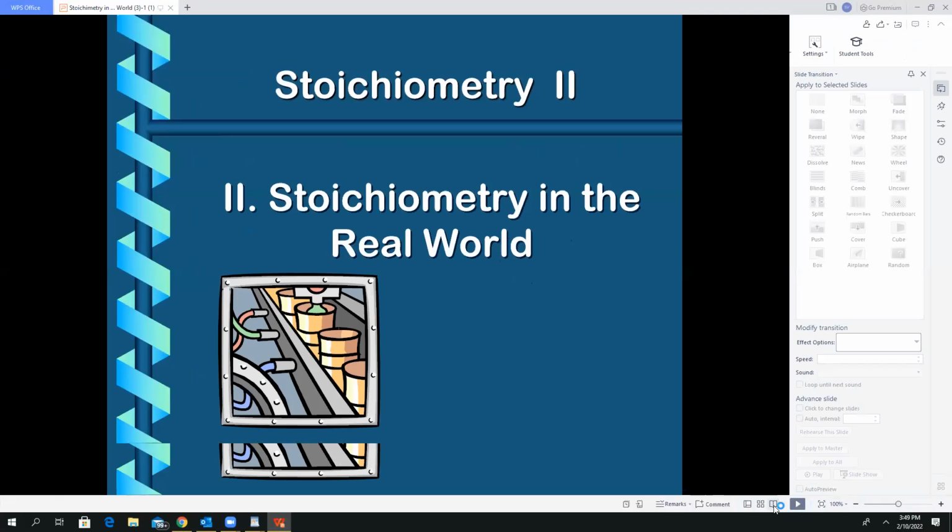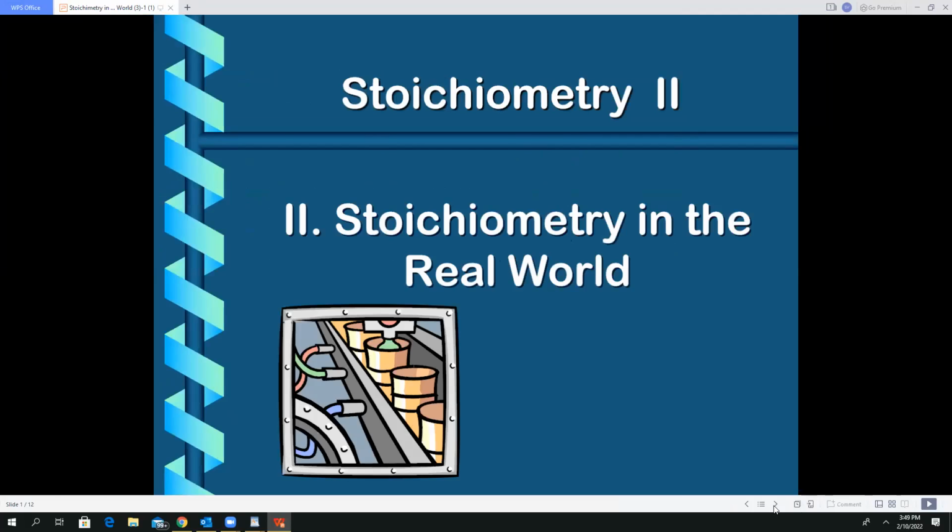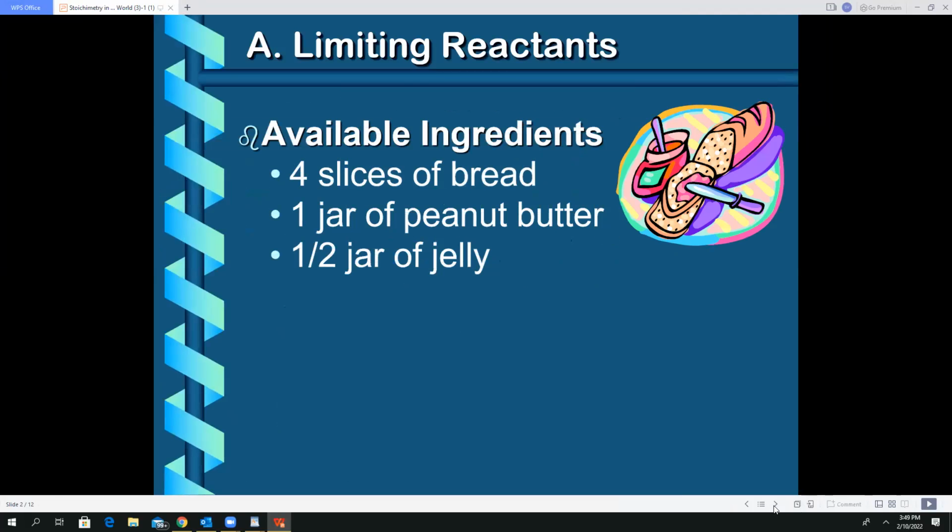All right, so for this one, let's say you were trying to make a peanut butter and jelly sandwich, or a bunch of peanut butter and jelly sandwiches, and this is all you had, right? These are your ingredients.